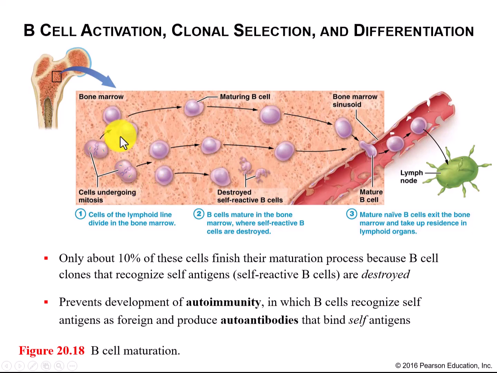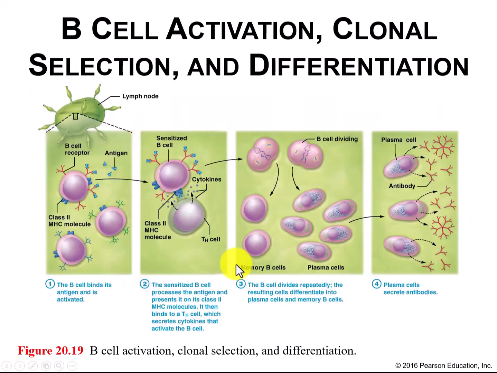Of the B cells that are generated in the bone marrow, only about 10% of the cells finish their maturation. That's because we have that self-selection again, and any cells that are self-reactive are destroyed. This helps to prevent autoimmunity and any autoantibodies being made. Autoimmune disorders are a difficult disease and not something you really want to deal with.